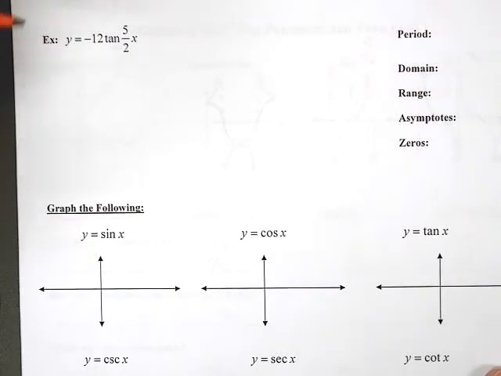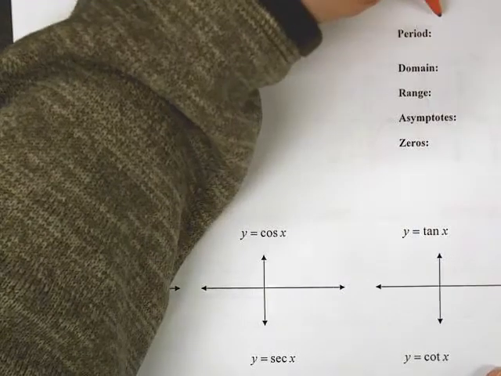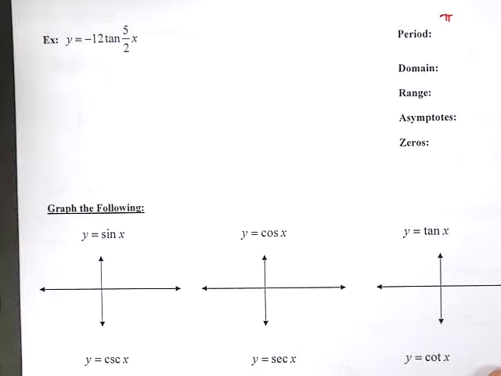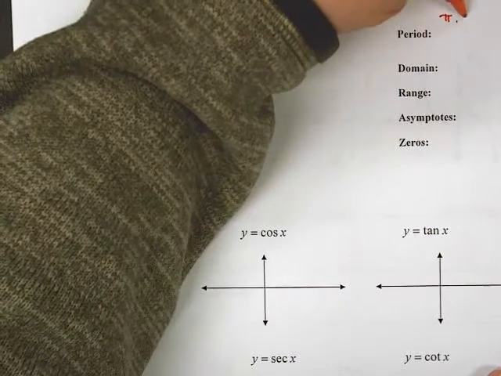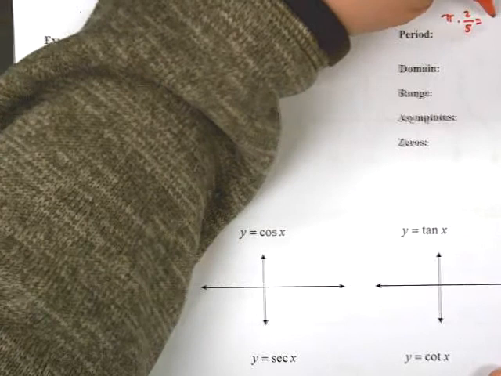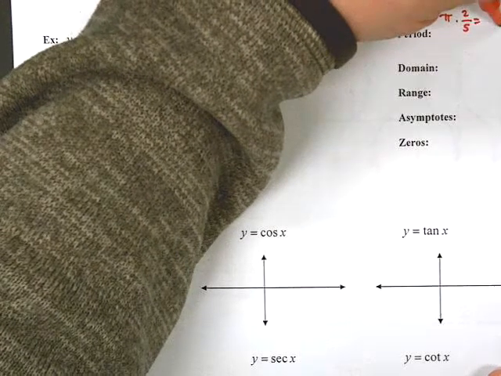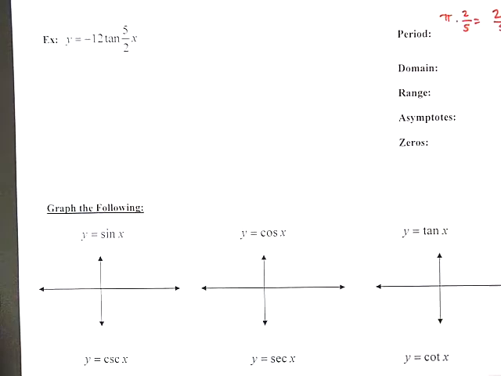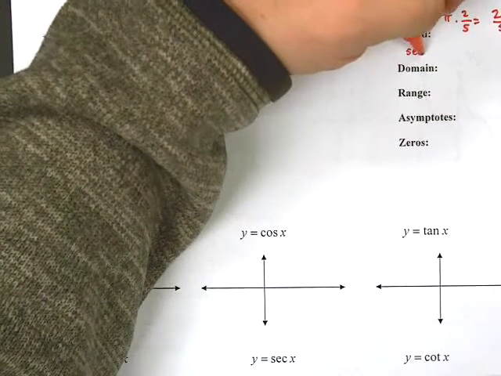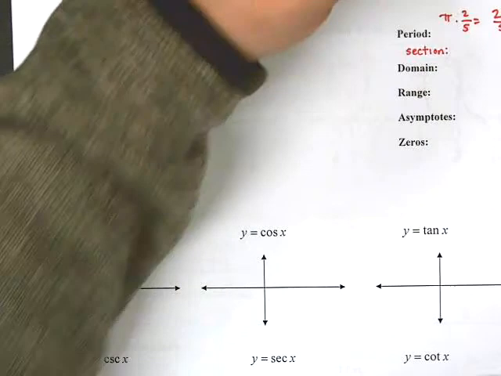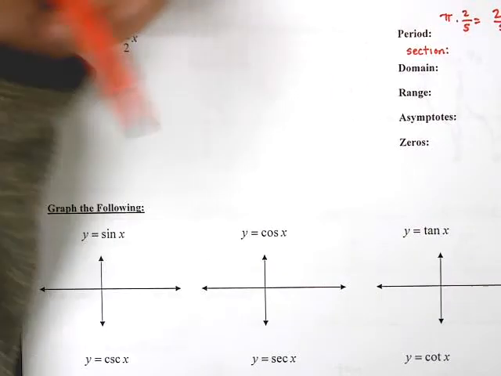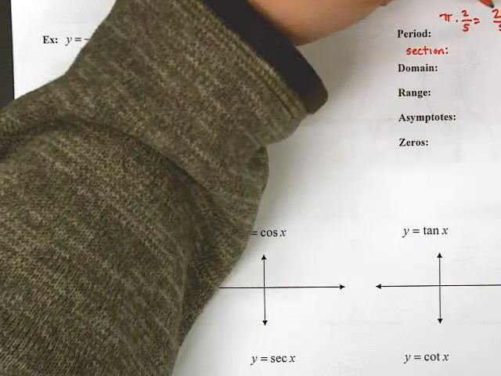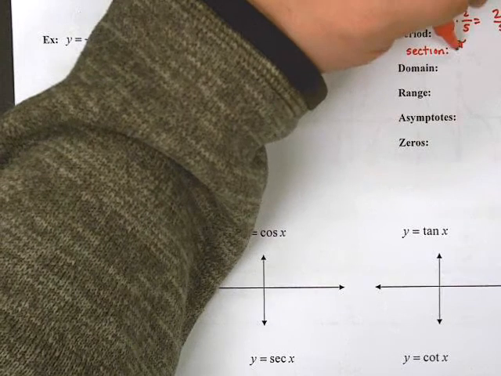Please remember that because it is tangent, the period is going to be pi divided by b. And instead of dividing by 5/2, I'm going to multiply by the reciprocal of 2/5, which means my period is 2 pi over 5. And then my section, this is actually really easy. What happens when I divide 2 pi over 5 by 2, right? Because I'm only having 2 sections with a tangent. Well, the 2's just cancel, right? So my section should be pi over 5.